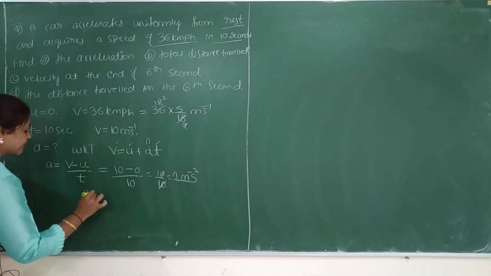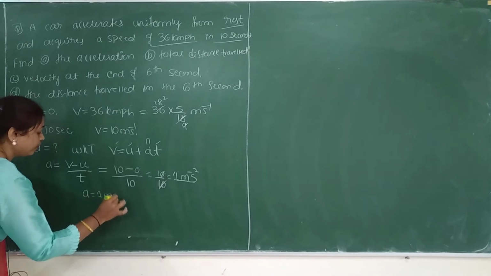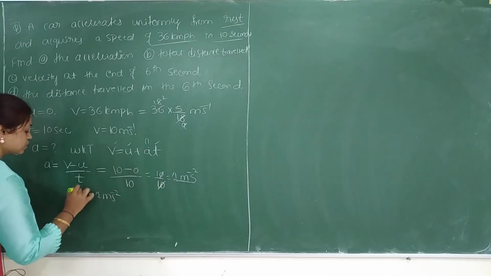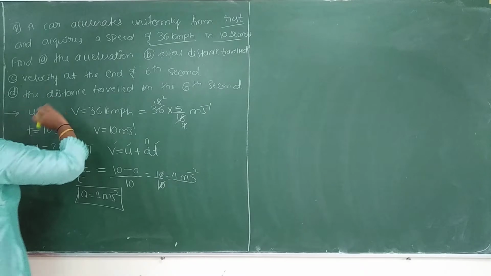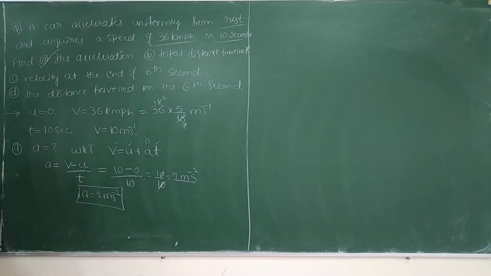What is the unit of acceleration here? 1 meter per second square. First one you have calculated: the acceleration of the car.